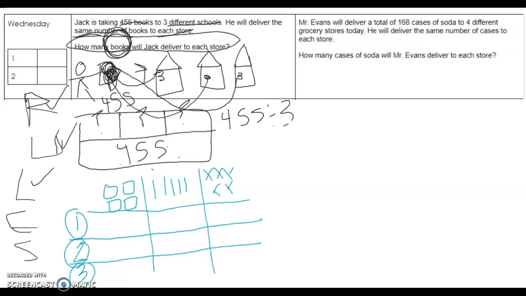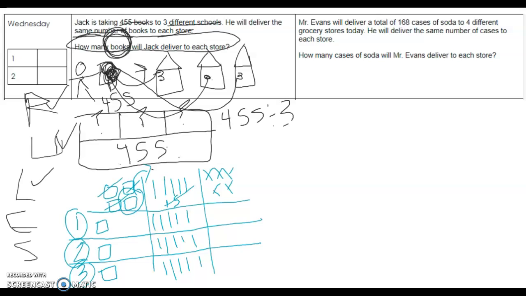Okay, so I've got 400s in 3 groups. How many hundreds can go in each group? 1. 1, 2, 3. Boom, boom, boom. That leaves me with 100. So I can take my 100 and break it down into tens. So 100 is the same as 10 tens, and I already had 5. So you can either make 10 new lines, or you could just write that you now have 15 in the tens place. So let's see how many tens I can put in each. 1, 2, 3, 4, 5, 6, 7, 8, 9, 10, 11, 12, 13, 14, 15. Awesome. I used up all my tens.